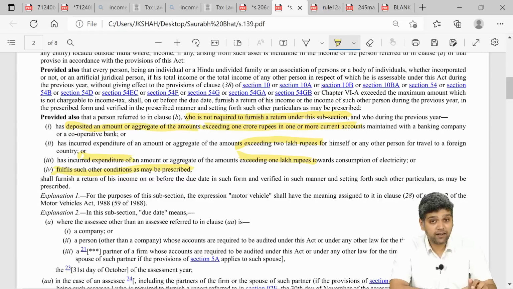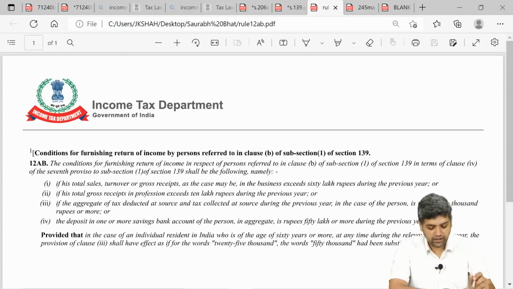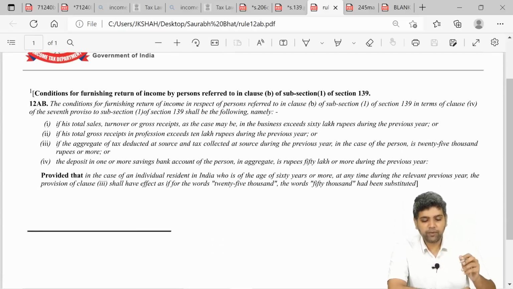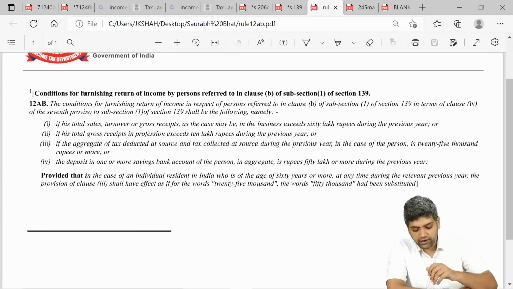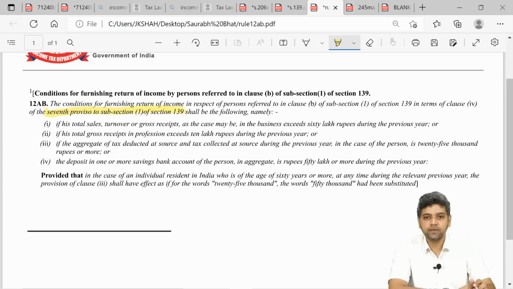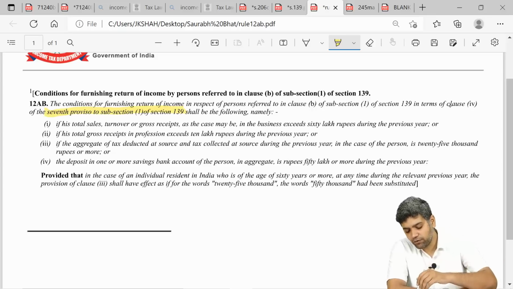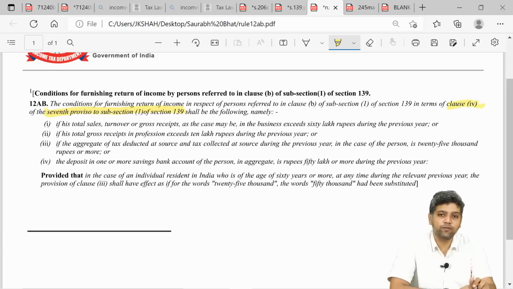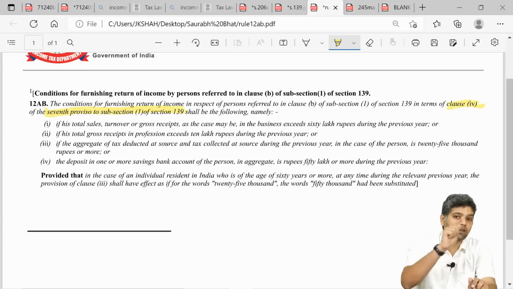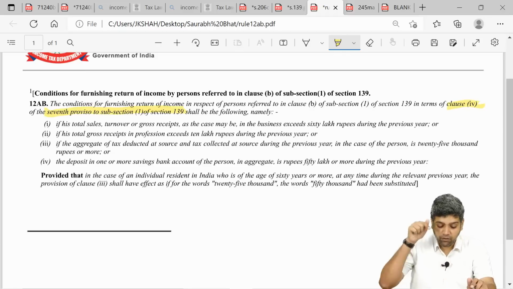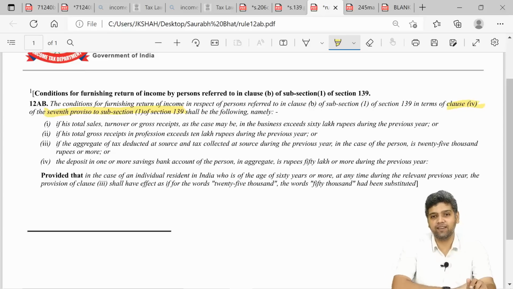Now very recently, again this is an amendment, government has notified Rule 12AB, and under Rule 12AB government says that with regard to the 7th proviso to section 139(1), clause 4 says that if you satisfy any one of these 4 conditions, that 4th condition is such other things as may be prescribed. We are now prescribing what are those other conditions. So this is a recent amendment.